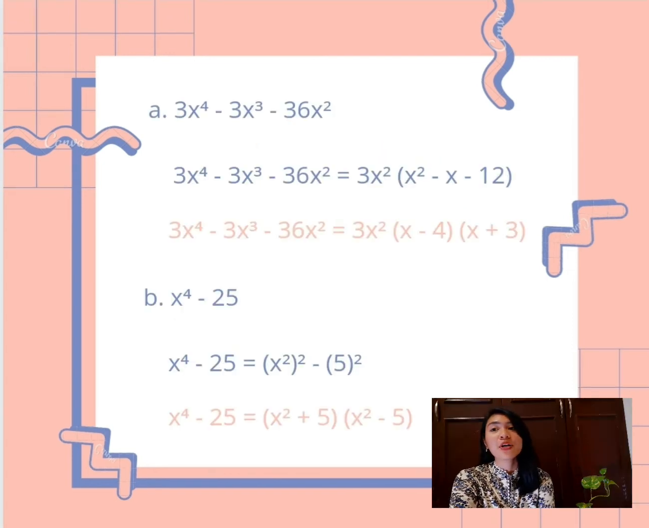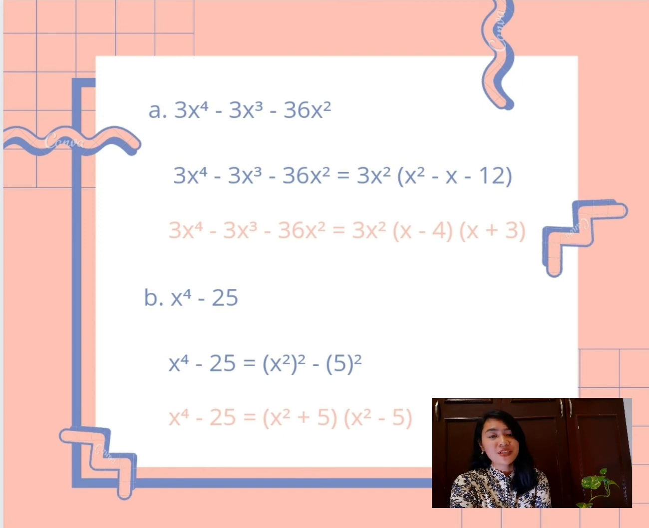For the first example, we have 3x raised to the fourth power minus 3x raised to the third power minus 36x squared. In this case, let us notice that we can factor out a common factor of 3x squared out of every term. So let's do that first. We now have 3x raised to the fourth power minus 3x raised to the third power minus 36x squared is equal to 3x squared times x squared minus x minus 12. What's left is a quadratic wherein we can use the techniques from above to factor.